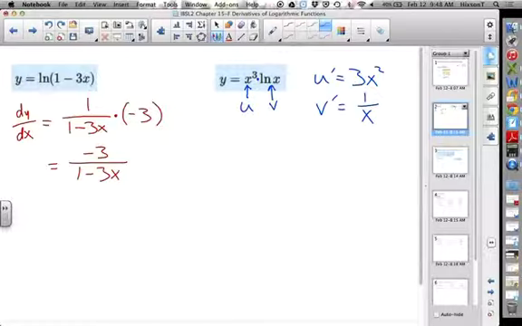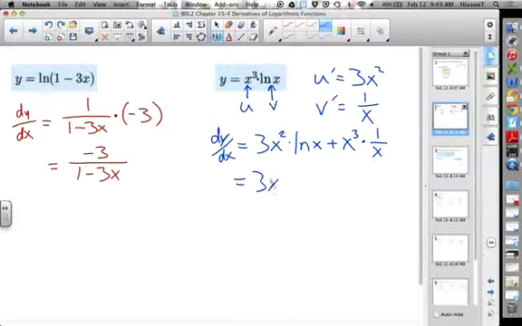So now we can use our product rule for dy dx. u prime times v plus u times v prime. And that does simplify a little bit. I wouldn't simplify the first part at all. But this does simplify down to an x squared. Okay?